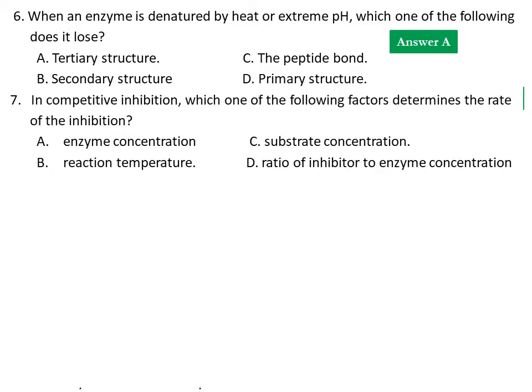Question number 7, in competitive inhibitions, which one of the following factors determines the rate of the inhibition? A, enzyme concentration. B, reaction temperature. C, substrate concentration. D, ratio of inhibitors to enzyme concentration. So the answer should be C, substrate concentration determines that of the competitive inhibition.